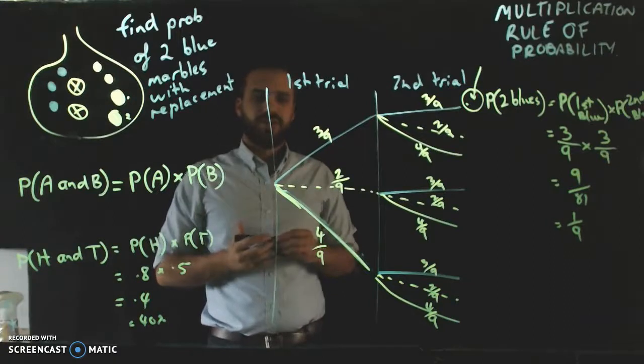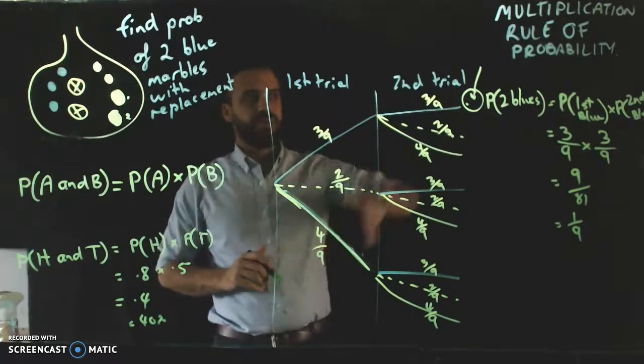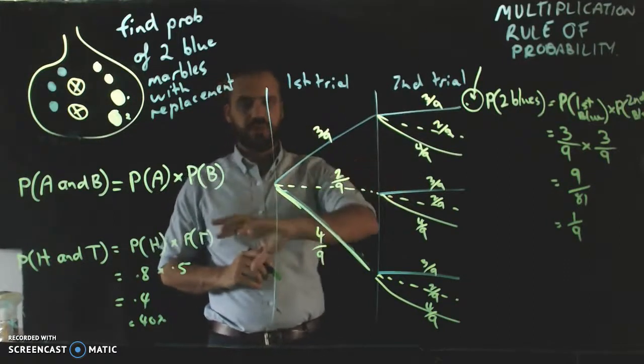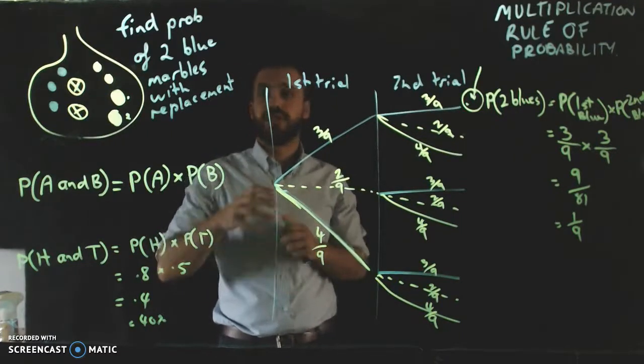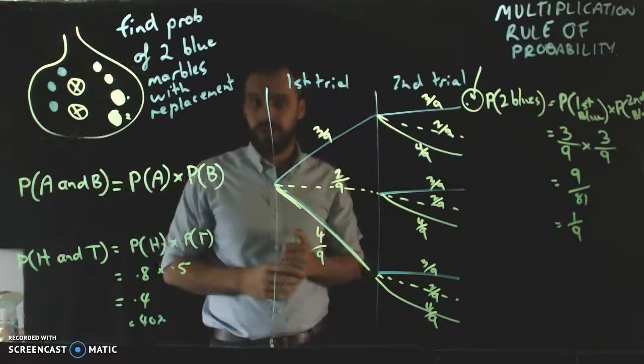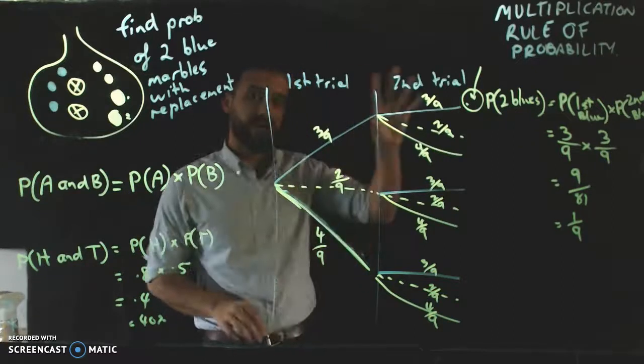Okay, so a lot of work's gone into this. We've had to do a couple of things. We've had to figure out how to do a simplified tree diagram. Then we've looked at the multiplication rule of probability. In the next video, we're going to look at the addition rule of probability, which is going to allow us to solve an even more difficult question. All right, that's the multiplication rule of probability.